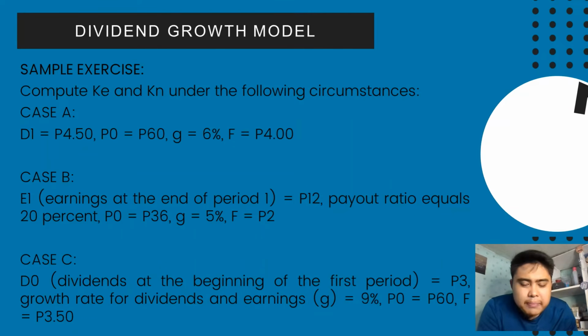Sa case B, binigay ang price, 36. Binigay ang growth rate na 5%. Binigay ang flotation cost na 2 pesos. Sir, walang binigay na D1 or dividends per share. Sir, void na yung problem. So, ingat lang, hindi void ang problem. Kaya mong makompute ang D1 by using the payout ratio.